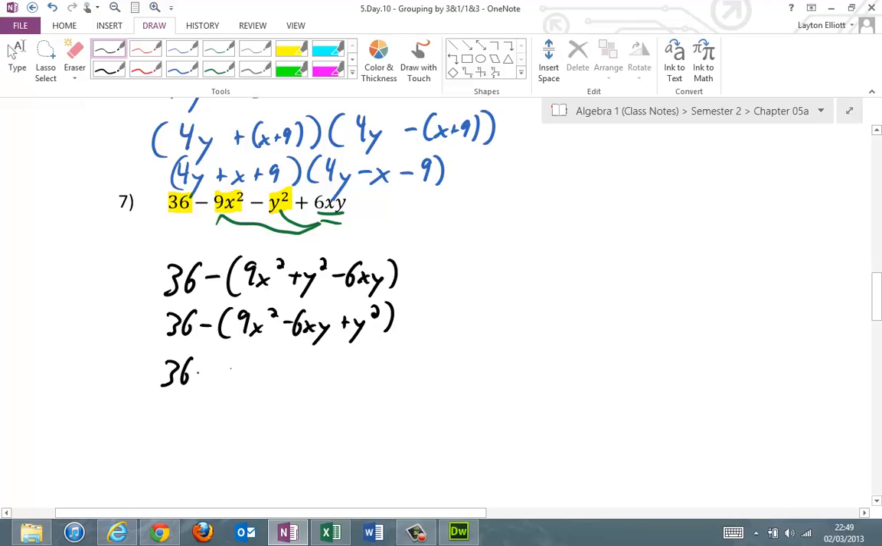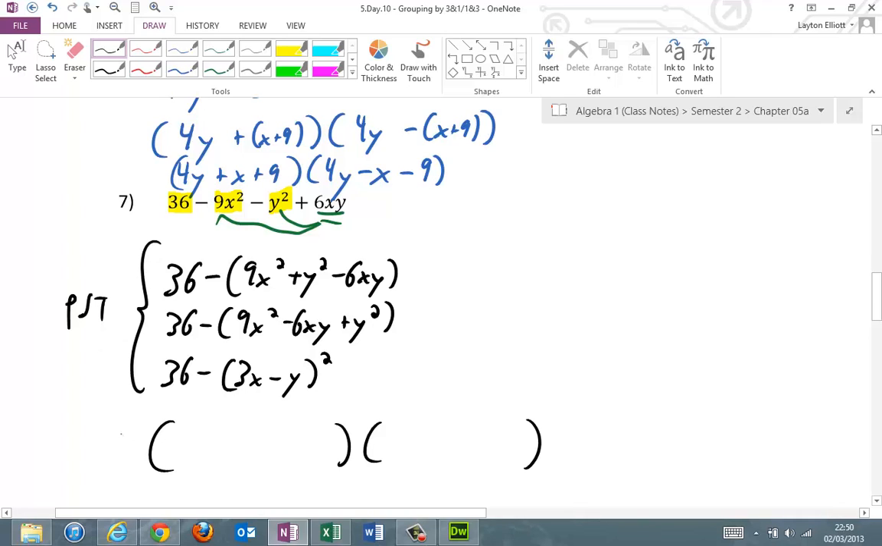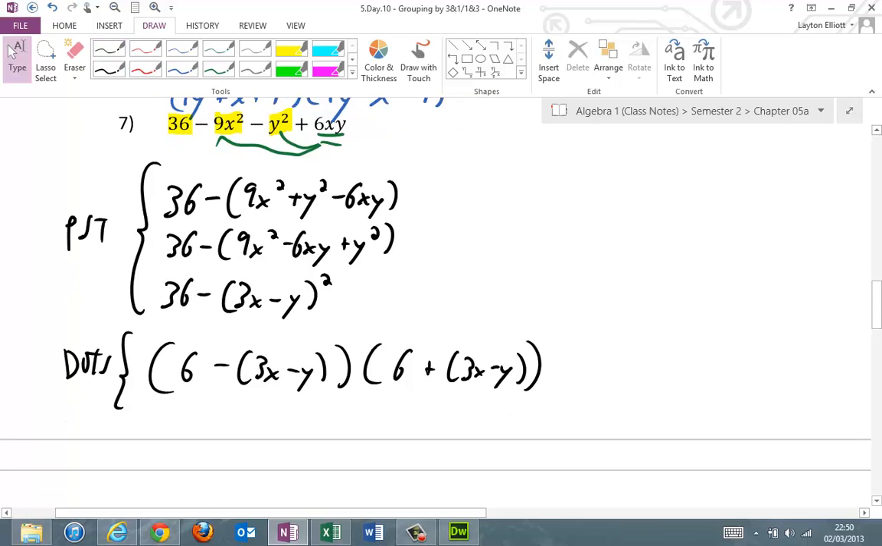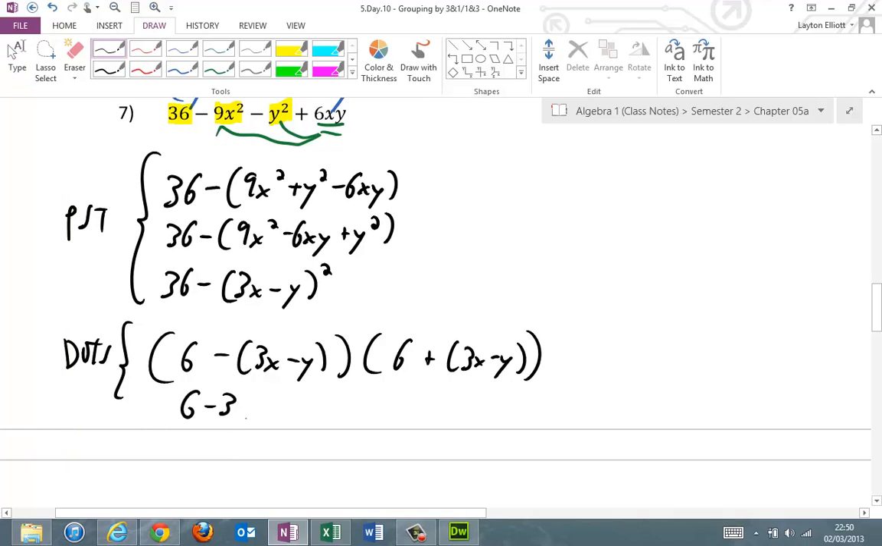Now I'm going to factor that trinomial as a binomial squared. That would have to be 3x minus y, squared. Now we're going to split it up into a difference of two squares, because that's what we have now, a difference of two squares factoring. So all of this was the perfect square trinomial step, and all of this is the difference of two squares step. This would be 6 minus parentheses 3x minus y, and 6 plus parentheses 3x minus y. Now we distribute the negative. 6 minus 3x plus y, and then drop these parentheses, 6 plus 3x minus y.